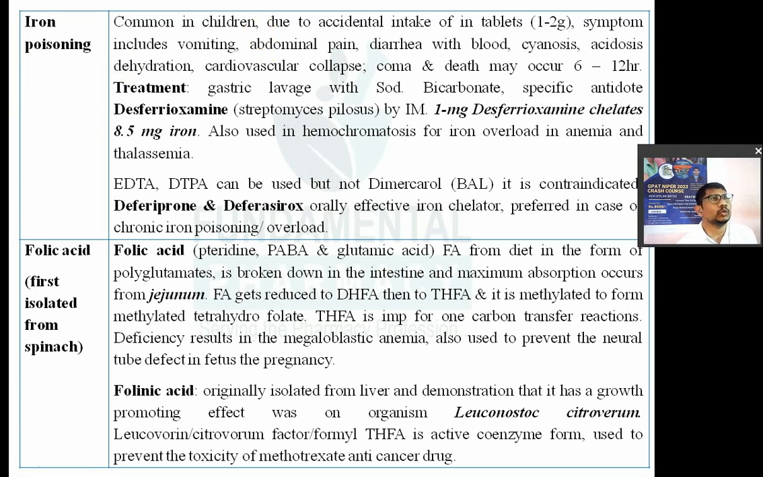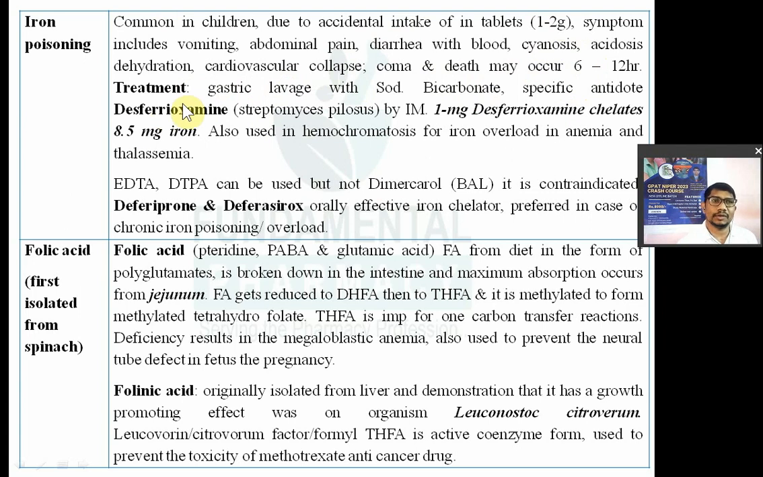Normally 1 to 2 gram of iron, if that is taken by a child, then that child may suffer from iron poisoning. So what are the symptoms? Vomiting is there, abdominal pain, diarrhea, diarrhea with blood, that is a bloody diarrhea. Cyanosis means blueness of your skin. Acidosis, dehydration, cardiovascular collapse, coma and death after 6 to 12 hours. 1 to 2 gram of iron is poisonous in nature and it can cause death in children.